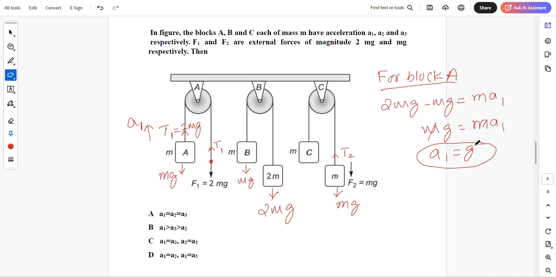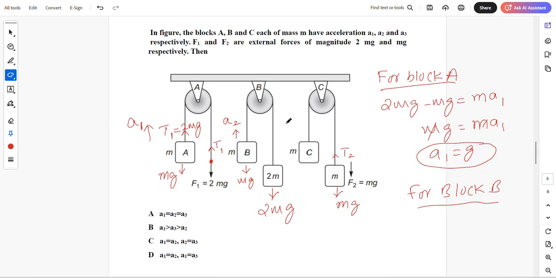Now come to this, for block B. What I will do, I will use the system boundary. See, 2mg is here, mg is here. Acceleration will be upwards. Let me call this as A2. Acceleration will be upwards, A2. Understood?